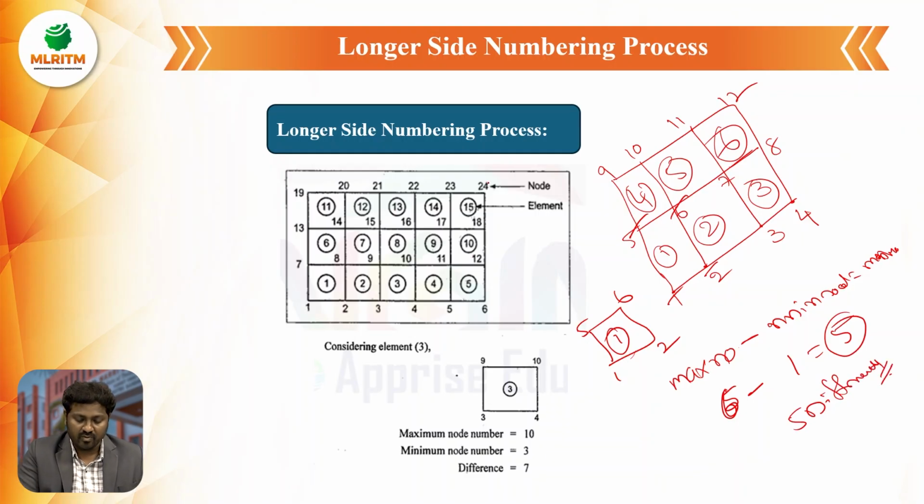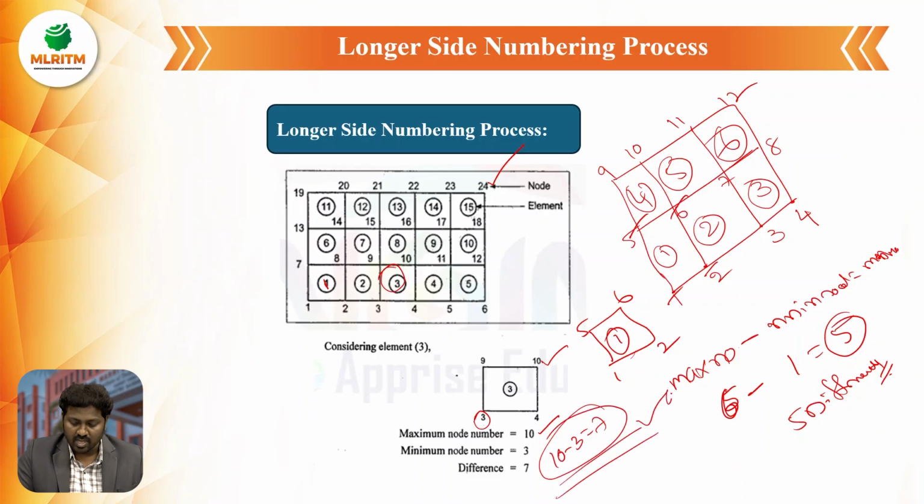We have 24 nodes. Coming to element 1, and for element 3, I'm taking this one. The maximum node number is 10 and the minimum is 3, so 10 minus 3 gives 7. This is the numbering system used to calculate the difference for each element. We use a numbering system because it makes the problem easier to solve.